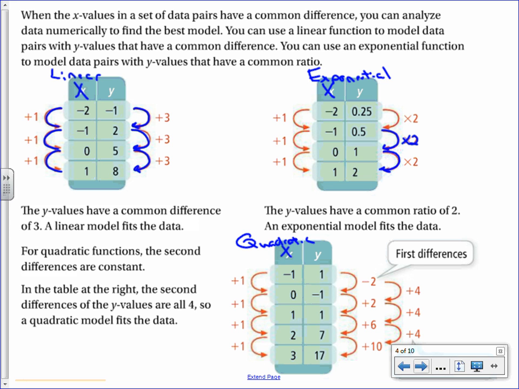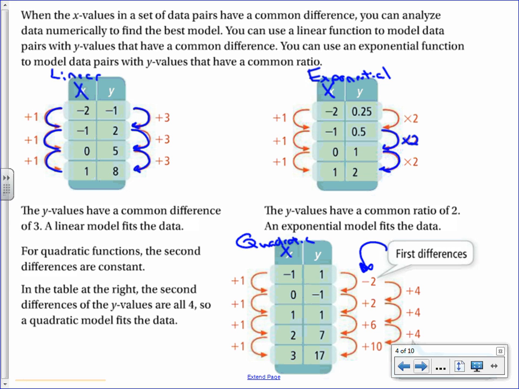It is quadratic if you check your first differences, which is this one right here, and you get nothing. And you've also checked your exponential by trying to find your common ratio, and that didn't work either. So then go to your next set of numbers.